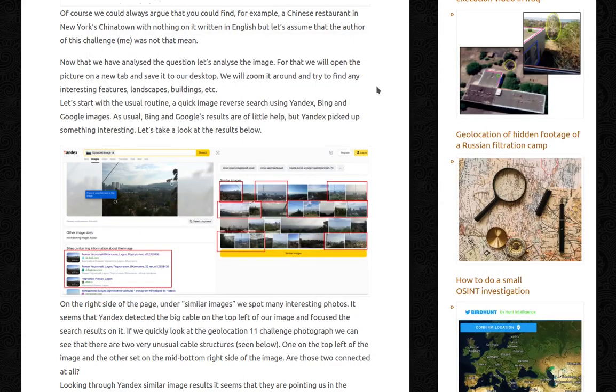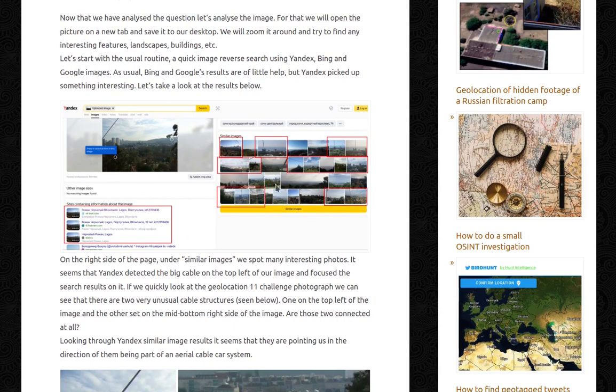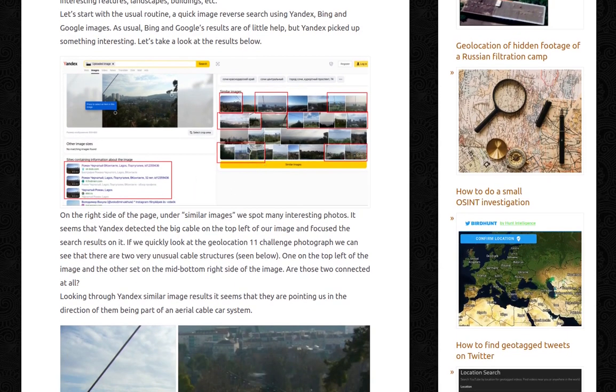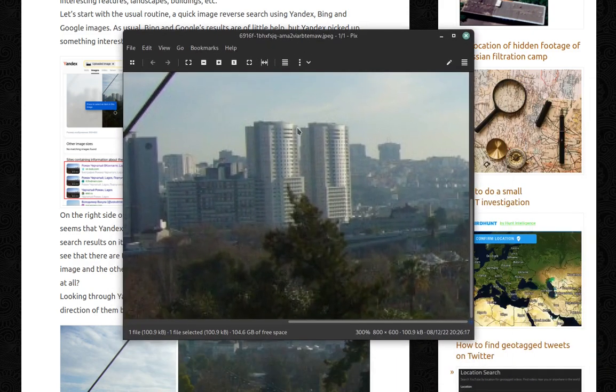Let's start with the usual routine, a quick image reverse search using Yandex, Bing, Google Images. As usual, Bing, Google's results, little help, but Yandex picked up something interesting, so let's take a look at the results below. So on the right side of the image, this section here, under similar images, we spot many interesting photos, all highlighted. It seems that Yandex detected the big cable on the top left of our image and focused the search results on it. So let's just look at it again.